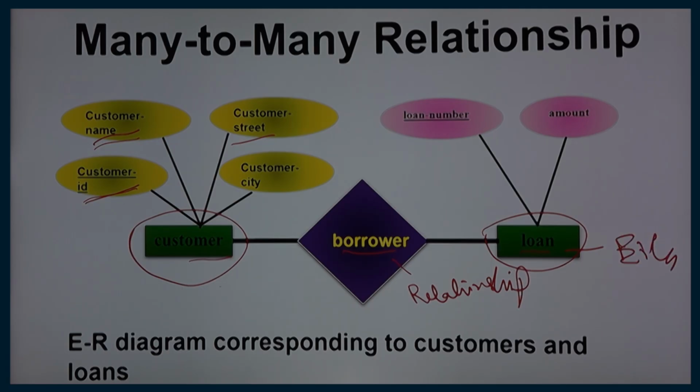These are entities. Borrower is a relationship. Loan is an entity, customer is an entity, and all others are basically attributes. So in this topic, there are three core things. One is entities, second is attributes, and third one is relationship.